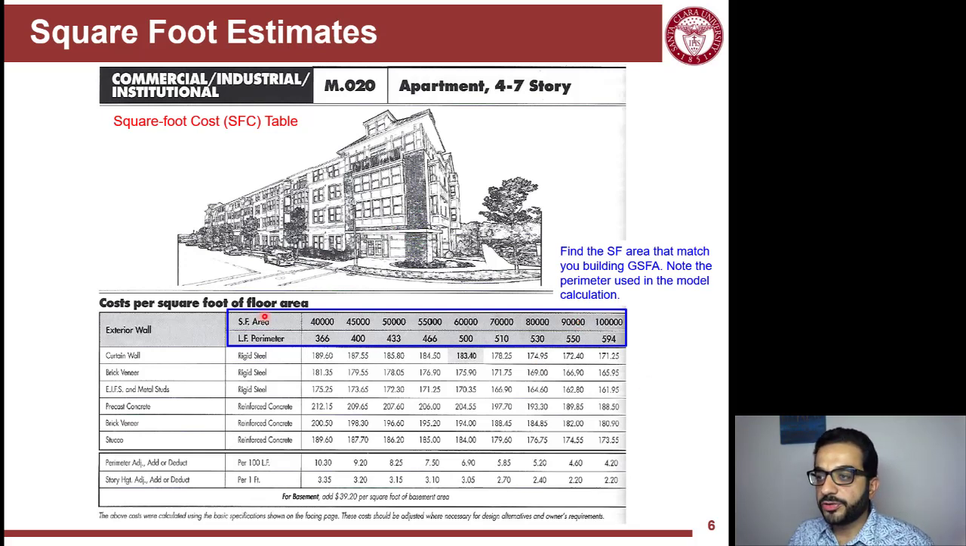So you need to first understand from the owner how much total square foot of the building. Again, it's the total for all the floors. And then get an idea of how the shape of the building will be. So the perimeter is another number.